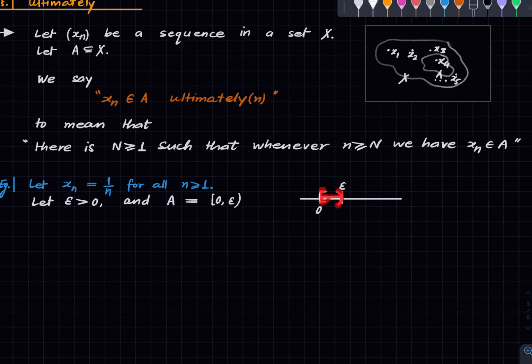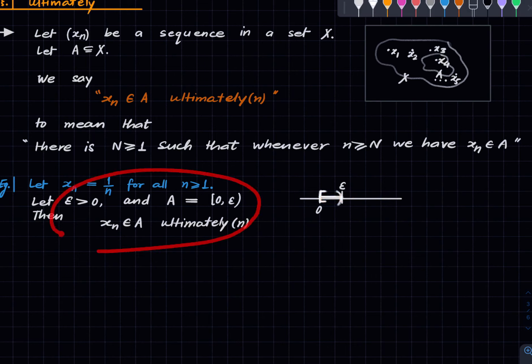So this thing is A, this closed interval, that is A. And here is the statement that we make. Then xn lies in A ultimately. So what does this say? This says that after some large enough n, all the xn's will lie in this interval, which is intuitively clear because x1 is here, x2 is here, and after some point, the xn's will enter this region and will never leave because they are coming closer and closer to 0.